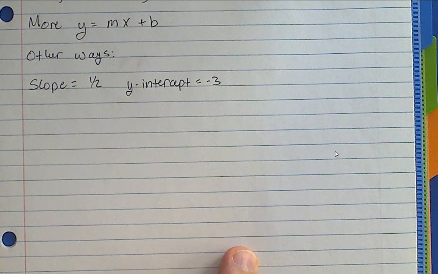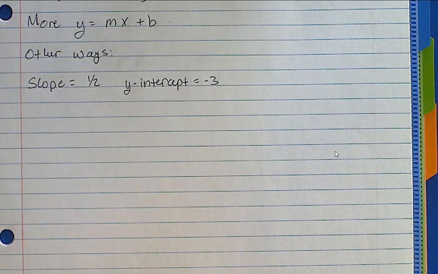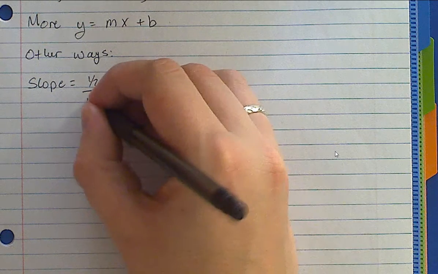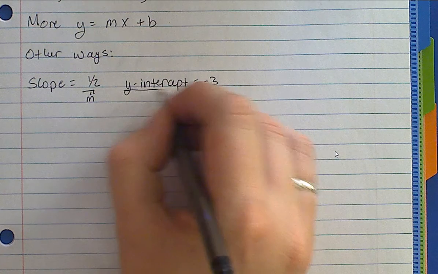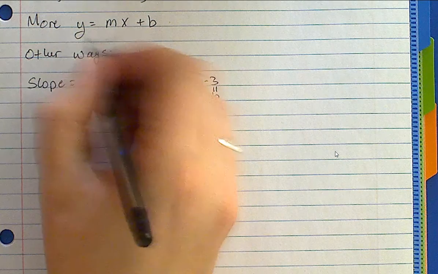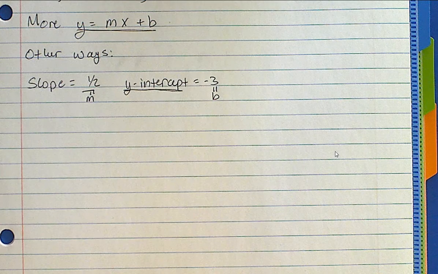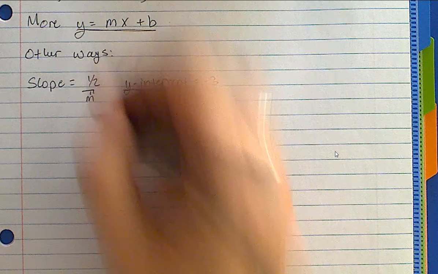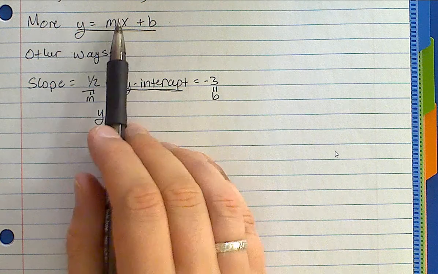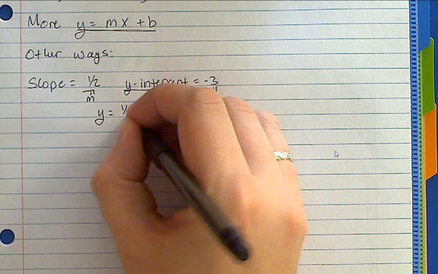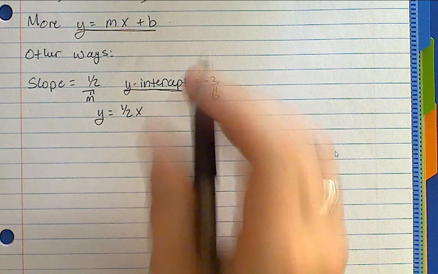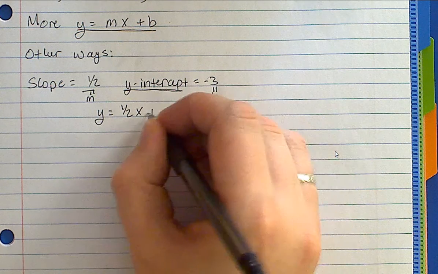The way that you do that is the slope goes in for m, and this word y-intercept goes in for b, into this equation, y equals mx plus b. So you keep y as y, you replace m with whatever the slope is, in this case 1/2, x stays x, and then where b goes, you replace it with whatever the y-intercept is.